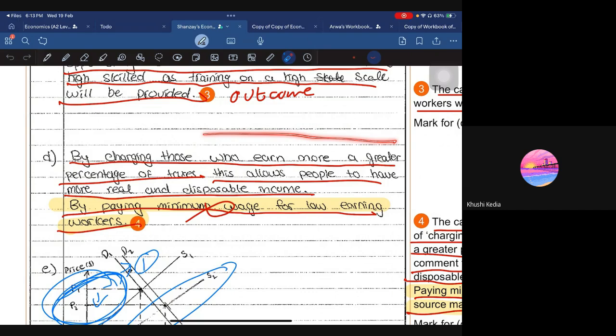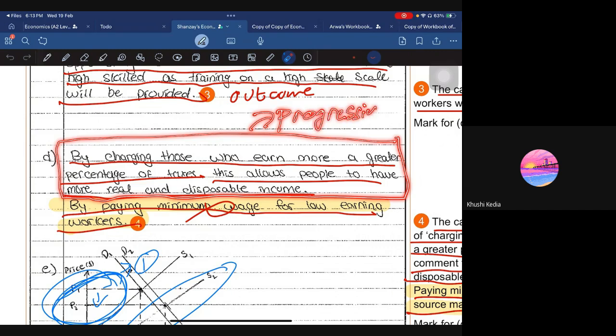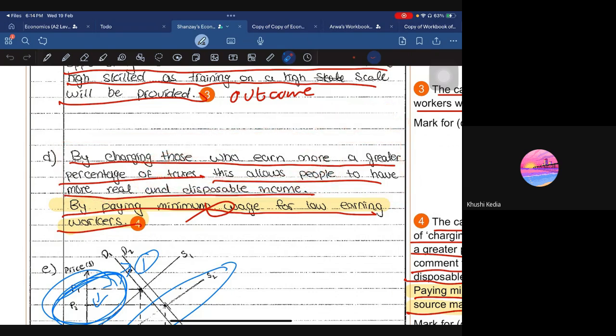So this was something already given in the case study, where they talked about progressive taxation. Although this guy did not write the exact term which is written in the case study, which you should, in order to be safe in not losing the mark. So this point is all about progressive taxation. The second point he made was paying minimum wages for low earning workers. If you pay minimum wage to low earning workers, don't you think that this will also be helpful in redistributing the income from rich to poor?